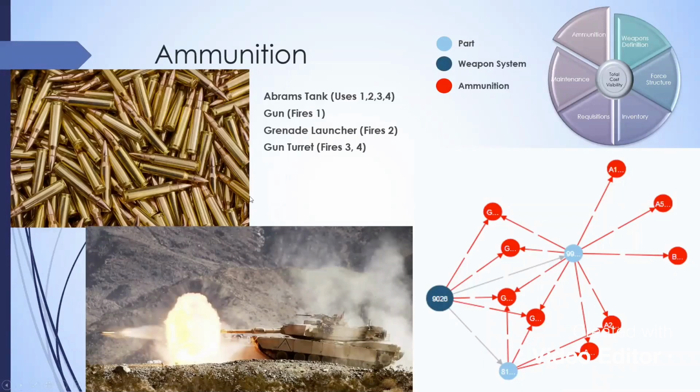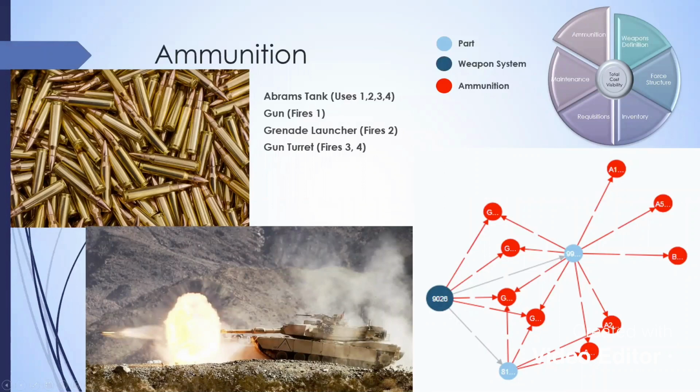This Abrams tank uses ammos type 1, 2, 3, and 4. But it's the gun that fires ammo 1, the grenade launcher fires ammo 2, and the turret fires ammo 3 and 4. What that looks like on the right is I have a unit that owns this weapon system that has this firing mechanism. So in the red relationships, the weapon system uses ammos 1 and 2. The firing mechanism actually fires ammos 1 and 2, using the example on the top right, the top 2 red bullets. But on the right, you also see that the same part can fire 3 different types of ammunition, but not necessarily mounted to this weapon system.